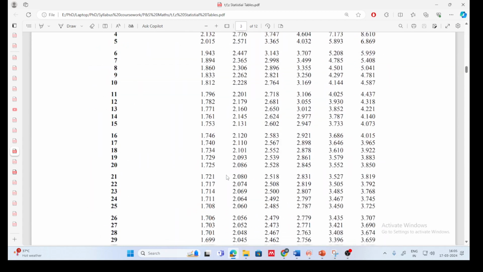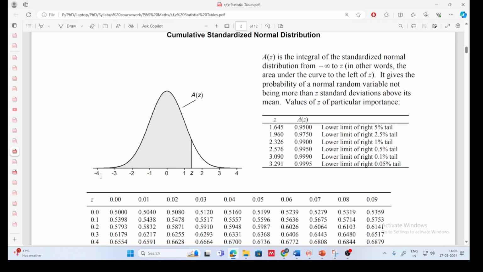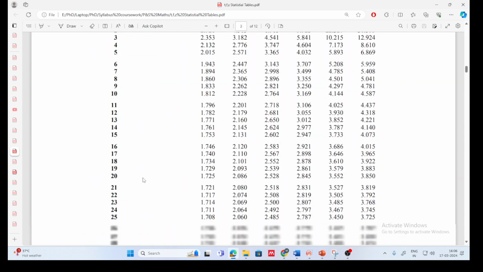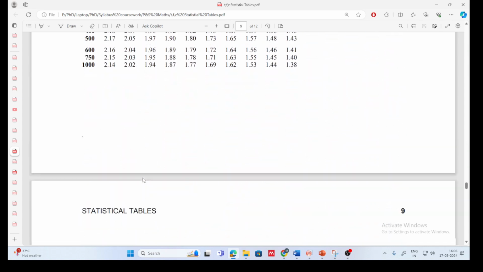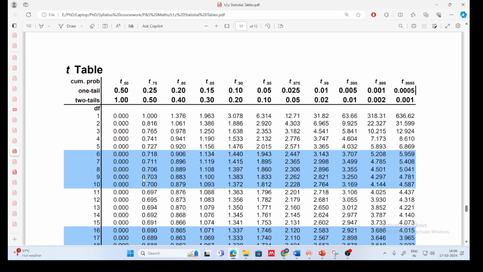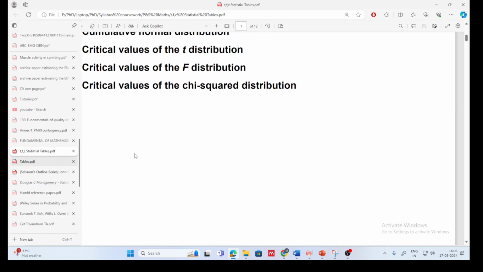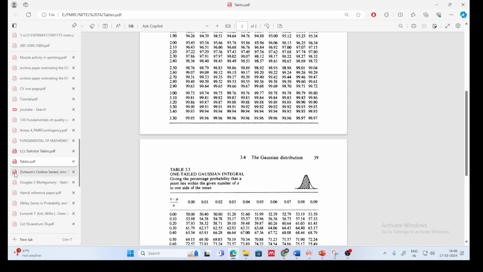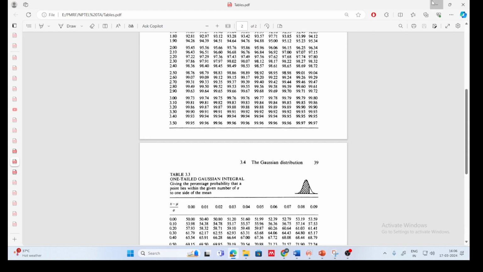This is for the T test. For the Z test, the cumulative one, you will get it from here like this. And for one more table, the Z test table, I have different tables also. Depending upon our convenience we can use them.